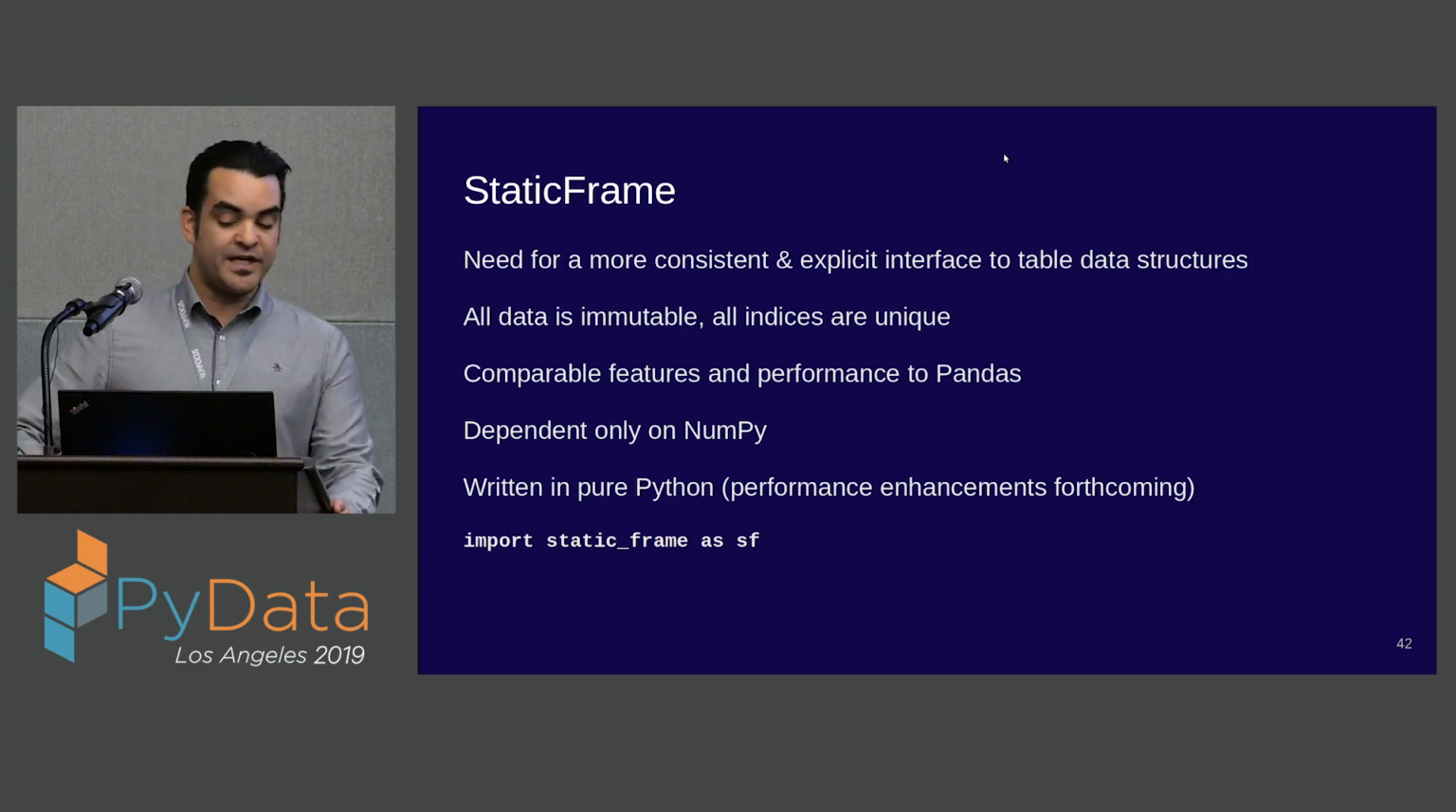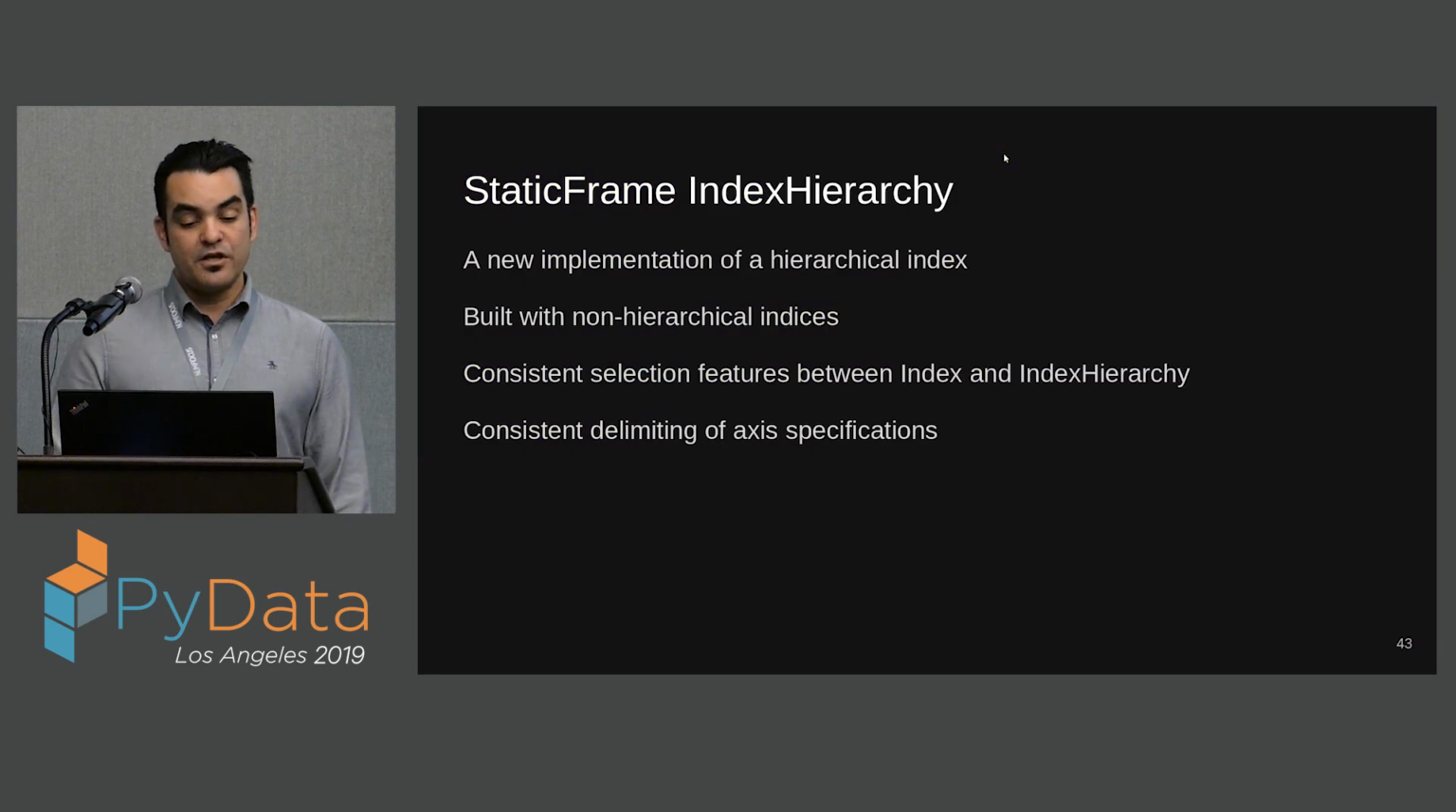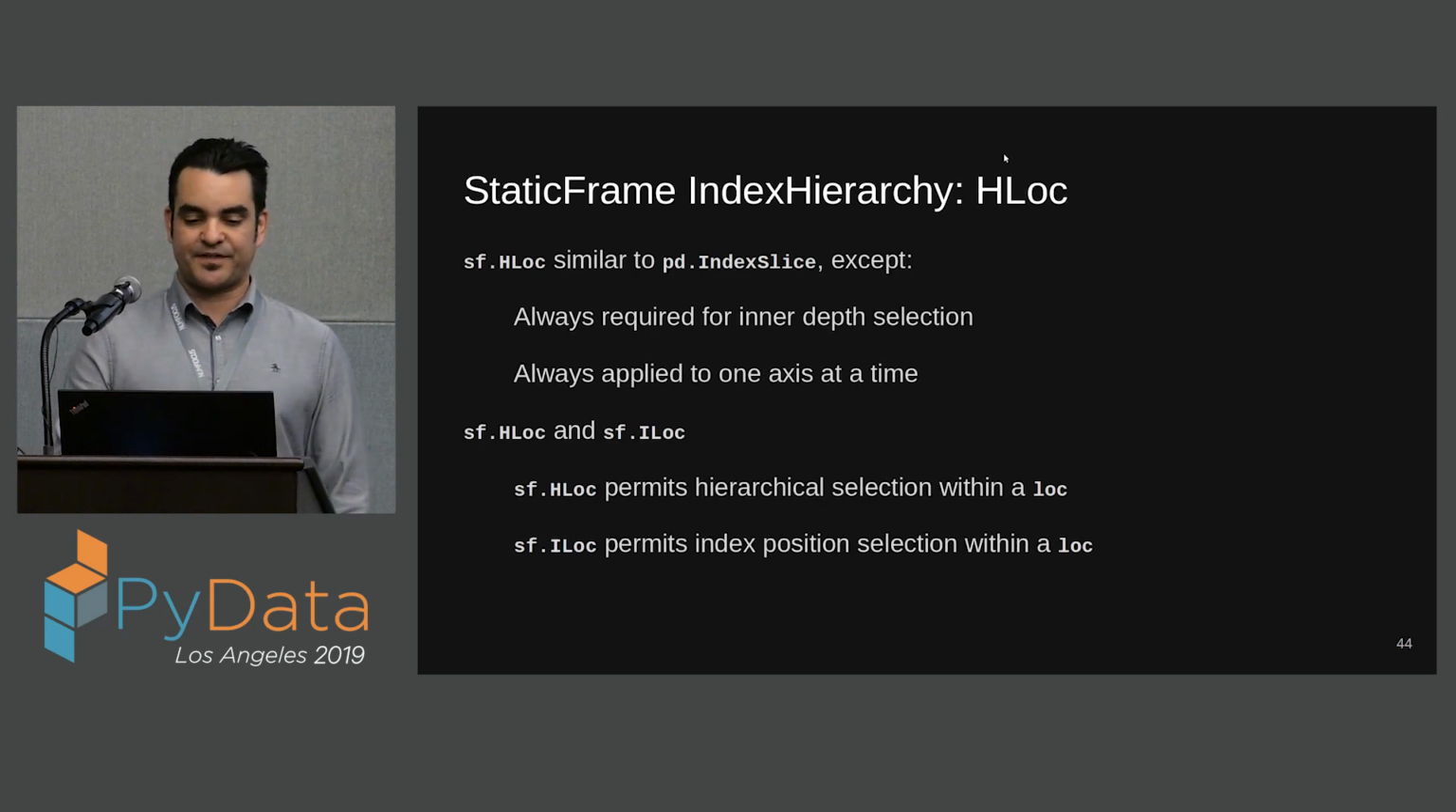Now, as a second phase, we're planning to look for further performance enhancements, but as of this time, we are just pure Python. So StaticFrame introduces the IndexHierarchy, which is a new implementation of a hierarchical index. It's built with non-hierarchical indices, which ensures that it has consistent selection features between Index and IndexHierarchy. It also fits in with this desire for consistent delimiting of access specifications. And the way that's done is with HLoc.